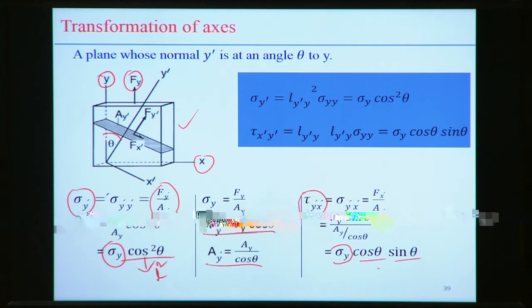So if I define the direction cosines L and M, with cos theta and sin theta, it corresponds to L M sigma y. This is a physical verification of how the transformation of axis helps to define the stress state in another set of axis system.